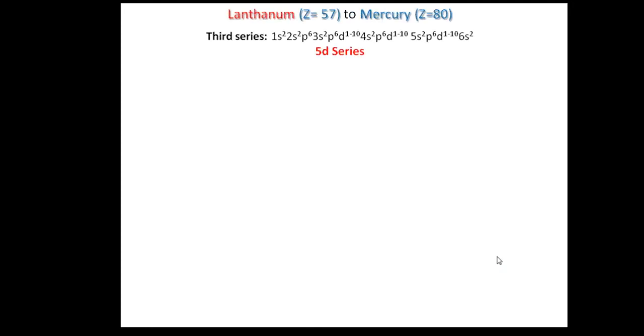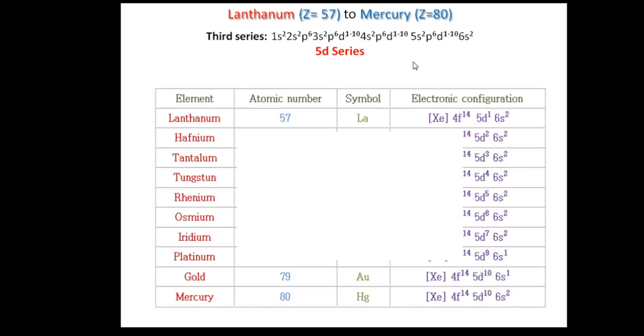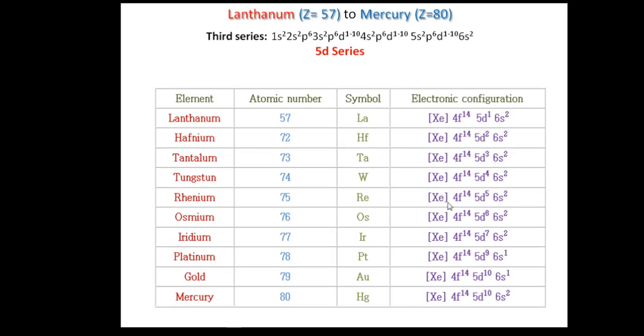Now the next important one is the third transition series. The third transition series starts with lanthanum and ends with mercury, and it is also called the 5d series. In this we will again see some exceptional electronic configurations. So the series starts with lanthanum and ends with mercury.